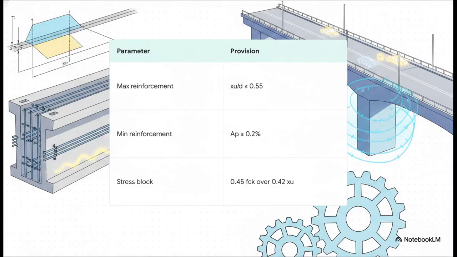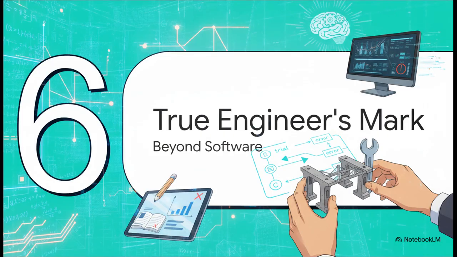And the summary right here brilliantly captures the non-negotiable codal provisions you absolutely must adhere to while following those steps. For instance, the code caps the maximum reinforcement ratio so that the failure of the beam is ductile, meaning it bends noticeably, rather than just snapping suddenly and catastrophically. It also mandates a minimum amount of steel to prevent brittle failure. Guys, these aren't just suggestions, they are the literal guardrails keeping the public safe when they drive over these bridges every day. Finally, Section 6, the true engineer's mark.